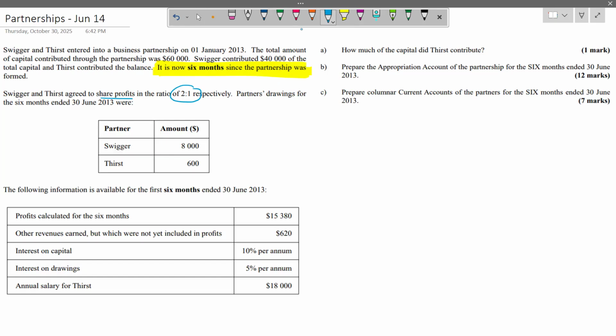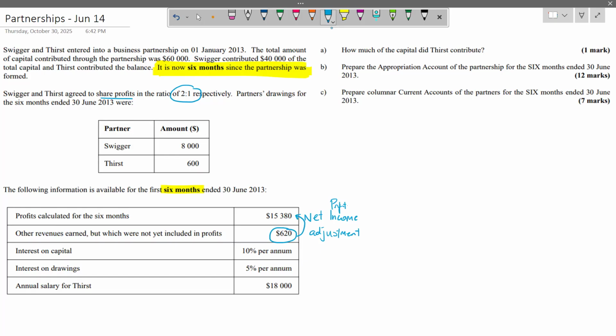Partners' drawings for the 6 months works out to be 8,000 for Swigger, 600 for TUS. The following information is also available for the 6 months ended 30th of June 2013. Profits calculated is $15,380. This is our net income or net profit. Other revenues earned but which were not yet included in profits is $620. So we need to add this here. This is an adjustment to be made.